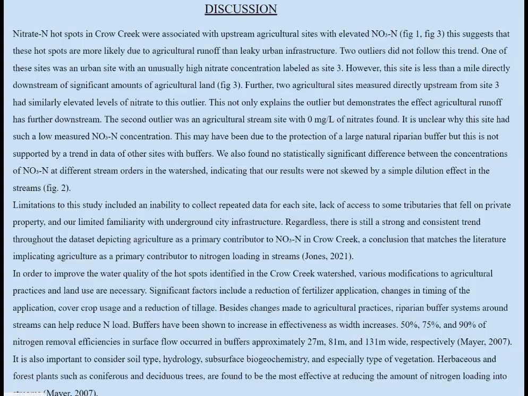Limitations included the ability to collect repeated data for each site either because of private property, no flow in the area at that time, or limited familiarity with underground city infrastructure. Regardless, the trend is consistent in our data set with the literature depicting agriculture as a primary contributor to nitrate. To improve the water quality in Crow Creek Watershed and the 2018-2019 identified hotspots, it's important to look at agricultural practices and suggest modifications where necessary.